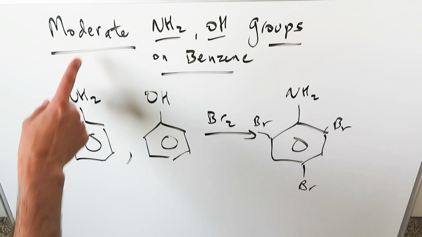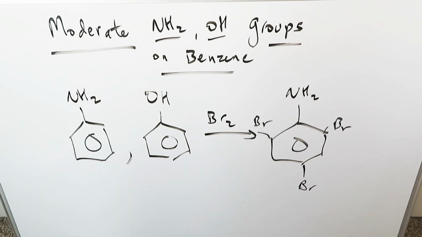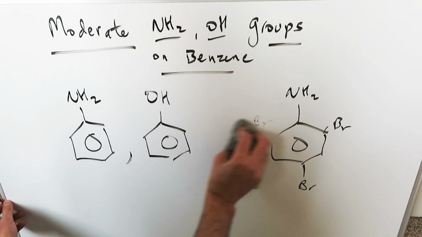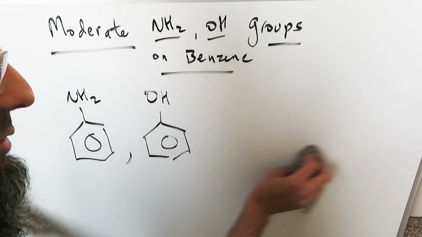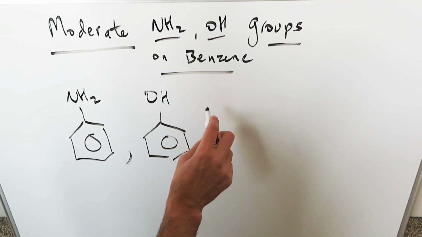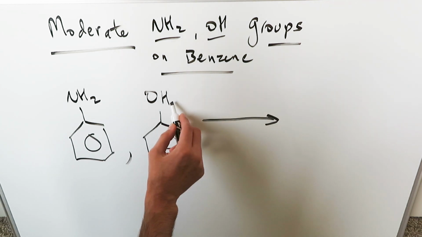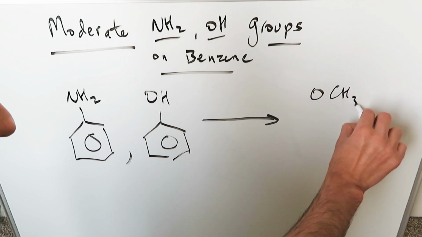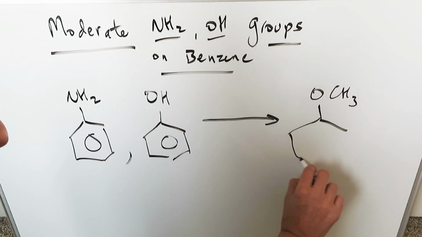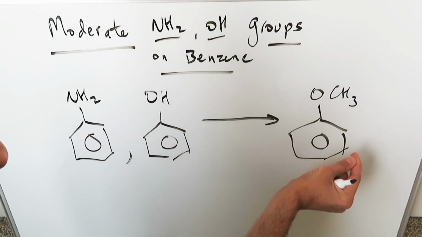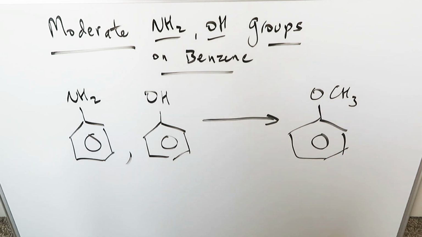So then you have to start thinking about moderating these, meaning you want to start weakening them. They're less activated, they're deactivated, so your benzene ring will give you the type of reaction you want. If you're looking at this, you can deactivate it by converting it into an ether. You have a hydroxyl group, you can convert it into OCH3, which is anisole, but you have added a methyl group. By adding this methyl group and converting into an ether functional group, you've made the benzene less reactive.